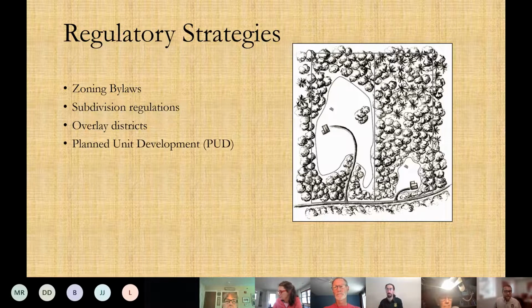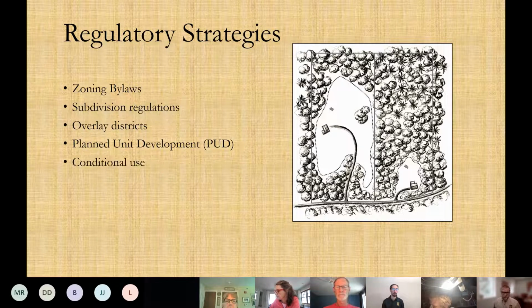Okay, planned unit development, or PUDs. And so that allows for flexibility in applications for development. You could mix residential and commercial buildings, but then it would promote cluster development with a density bonus, and then there'd be a part of the parcel that was set aside for conservation. So you would have a higher density in one portion of the parcel, and then another portion of the parcel set aside for conservation.